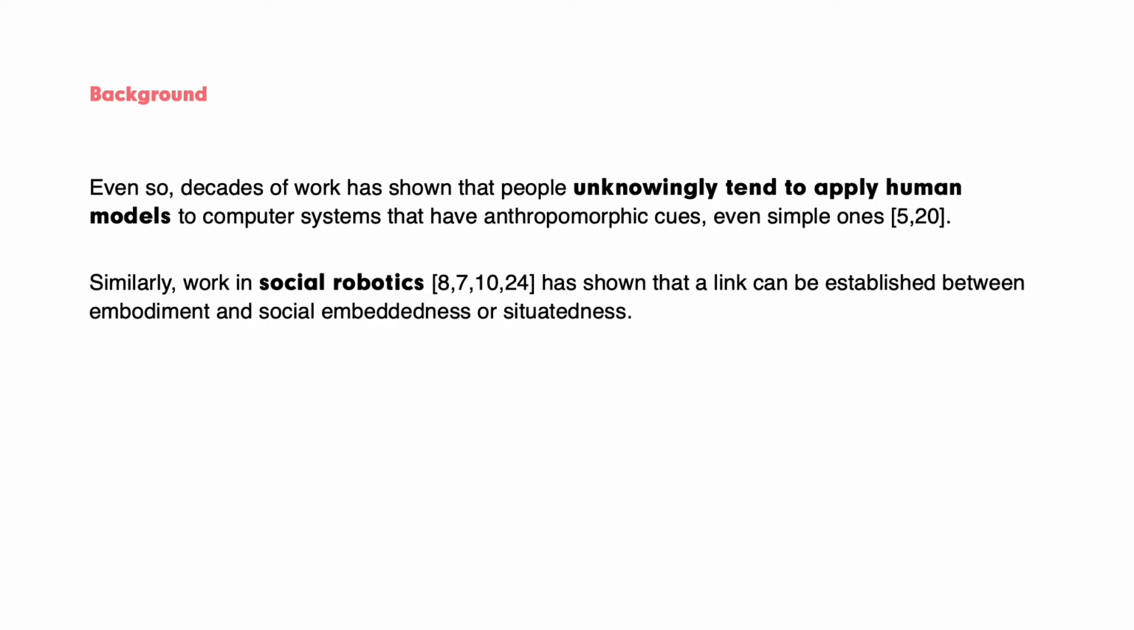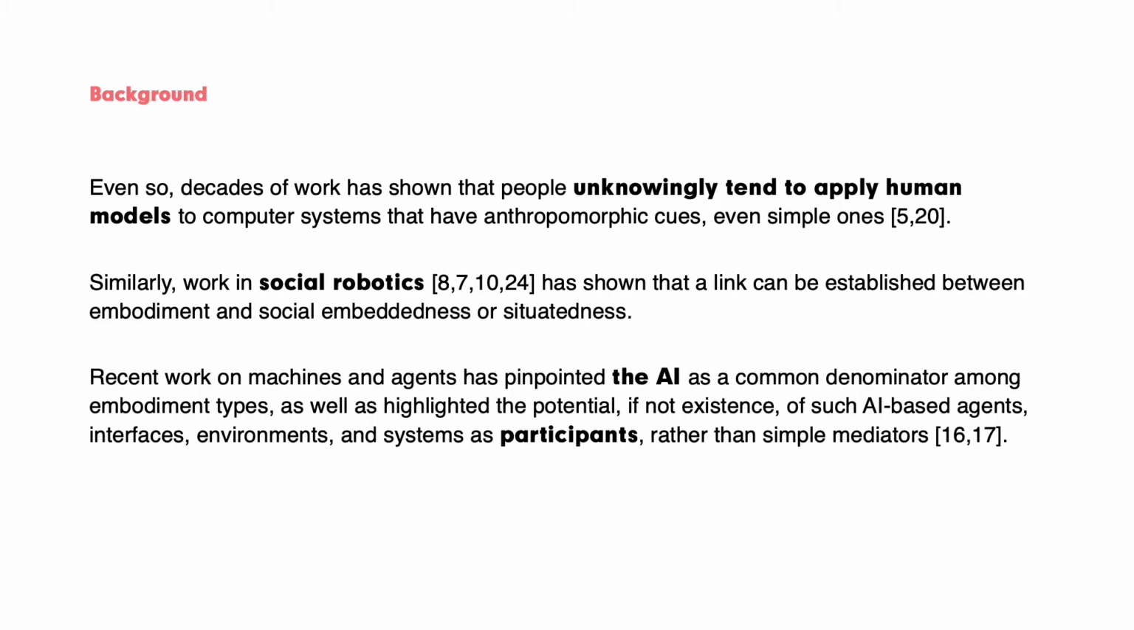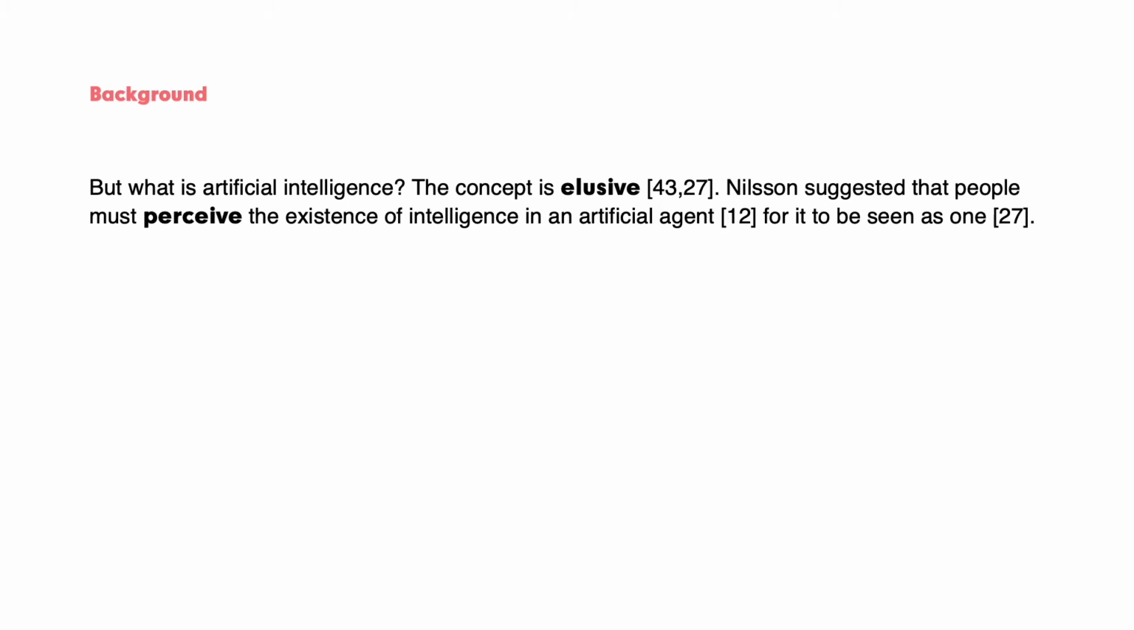Similarly, work in social robotics has shown that a link can be established between embodiment and social embeddedness or situatedness. Recent work on machines and agents has pinpointed the AI as a common denominator among embodiment types, as well as highlighted the potential of such AI-based agents, interfaces, environments, and systems as participants rather than simple mediators. But what is artificial intelligence?